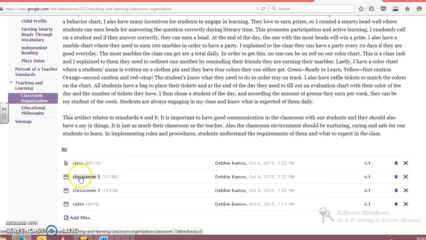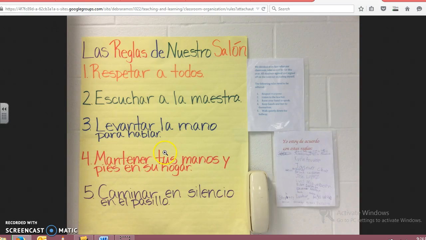Here are the pictures to demonstrate. Right here are the rules that we came up with as a class, and on this side is the contract stating that they have agreed.